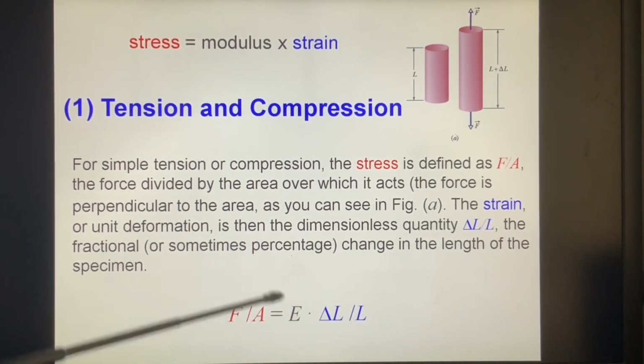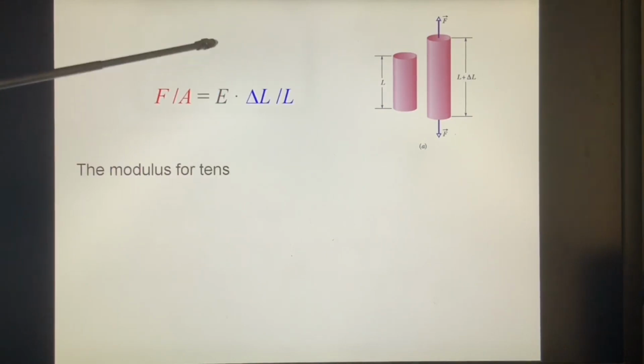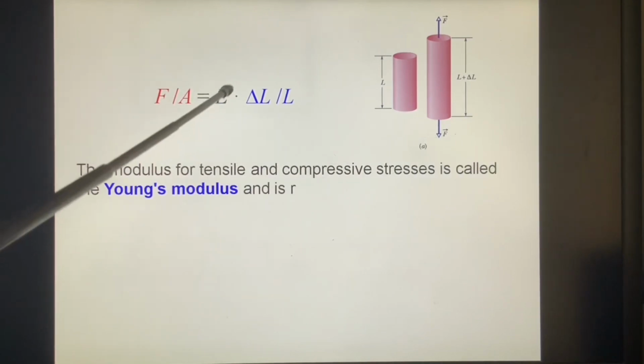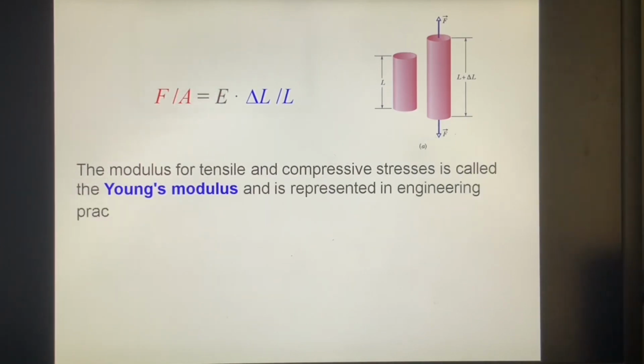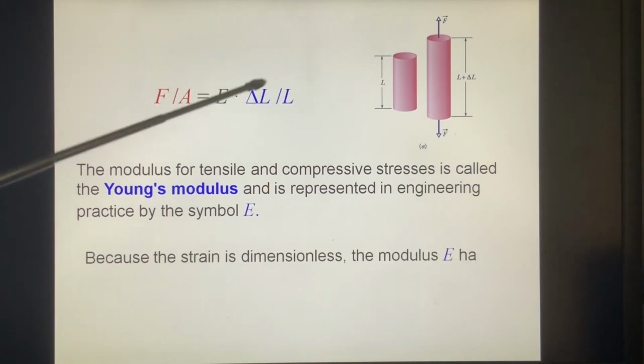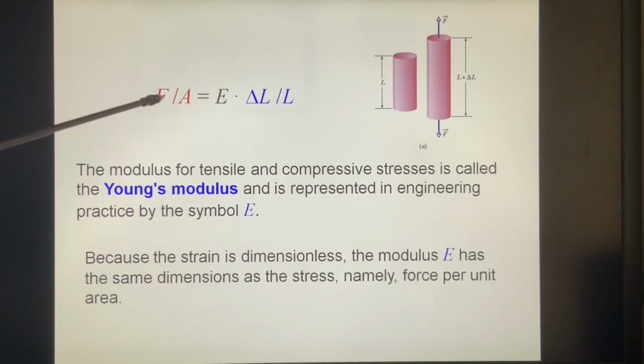F over A equals E multiplied by delta L over L. Stress causes strain, and this is the modulus. The modulus for tensile and compressive stresses is called Young's modulus and is represented in engineering practice by the symbol E. Because the strain is dimensionless, the modulus has the same dimension as the stress, namely force per unit area.